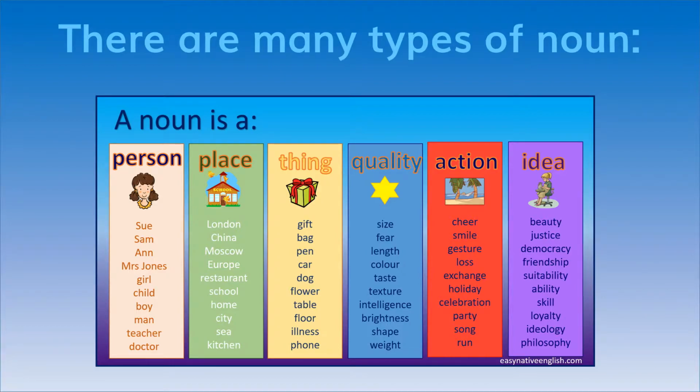A noun can also be a thing. For example, a gift, a bag, a pen, a car, a dog, a flower, a table, a floor, an illness, or a phone. Nouns can also be qualities. So, for example, the size of something, fear, length, colour, taste, texture, intelligence, brightness, shape, or weight.